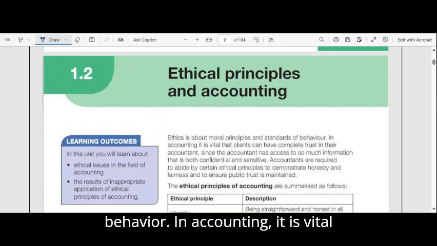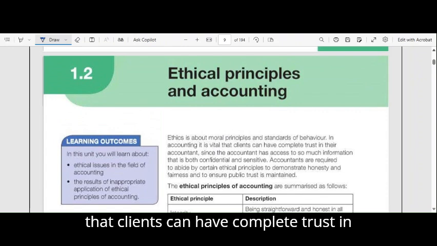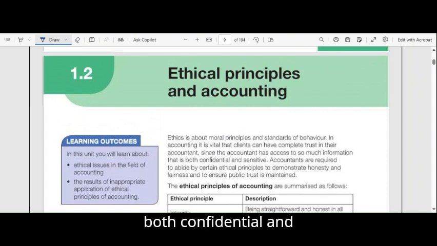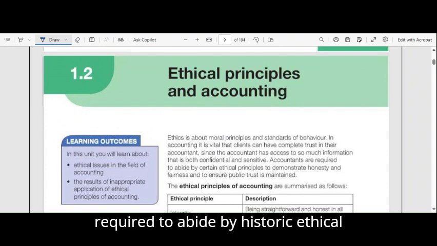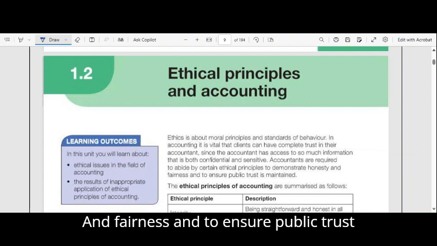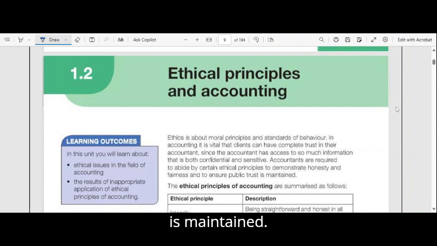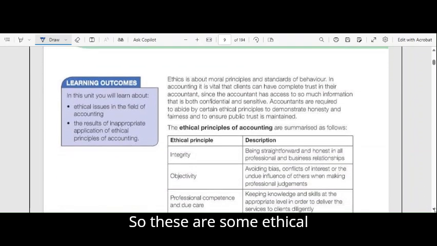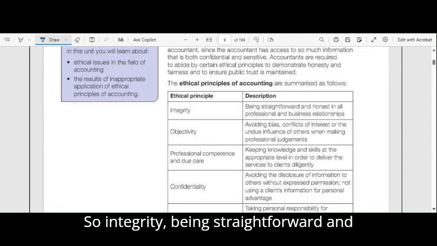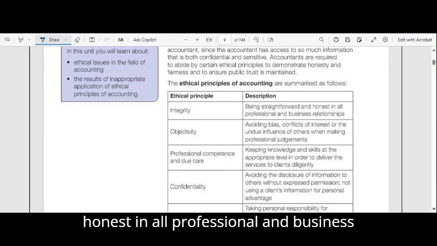In accounting, it is vital that clients can have complete trust in their accountant, since the accountant has access to so much information that is both confidential and sensitive. Accountants are required to abide by certain ethical principles to demonstrate honesty and fairness and to ensure public trust is maintained. So, these are some ethical principles in businesses. So, integrity: being straightforward and honest in all professional and business relationships.